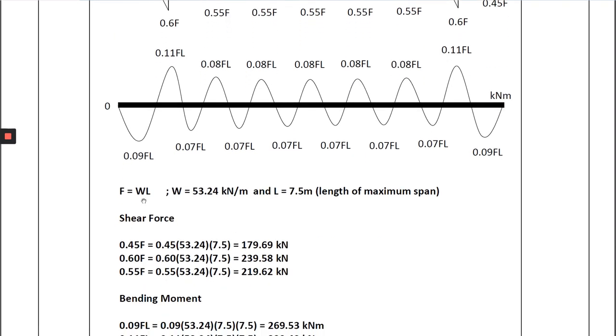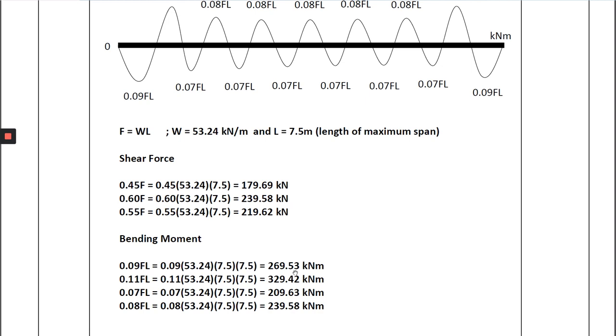F is equal to WL. W is the load that you get, 53.24 kilonewton per meter, times the length 7.5 meter. So here 0.45 F for the shear force is equal to 0.45 times W times L. You will get 179.69 kilonewton. You do the same for the rest.